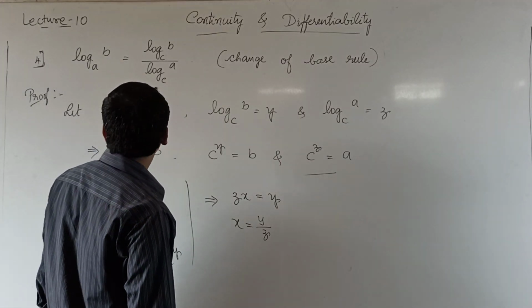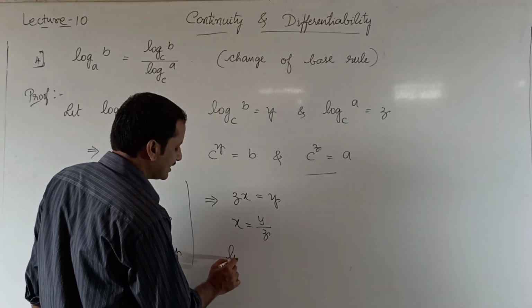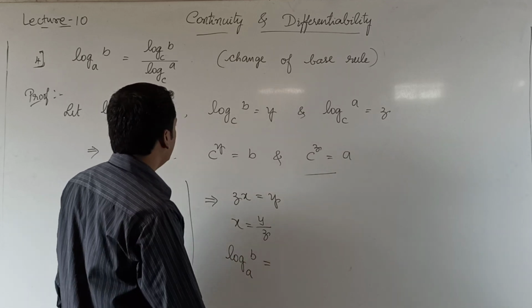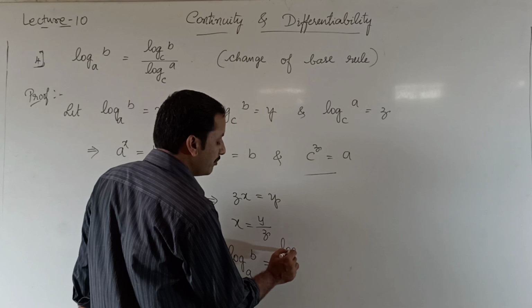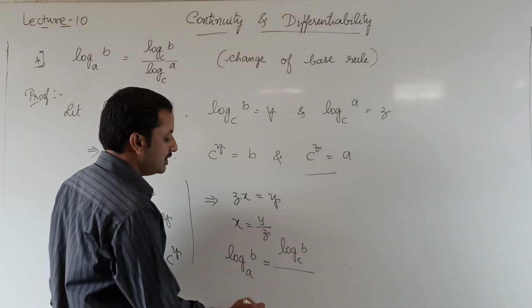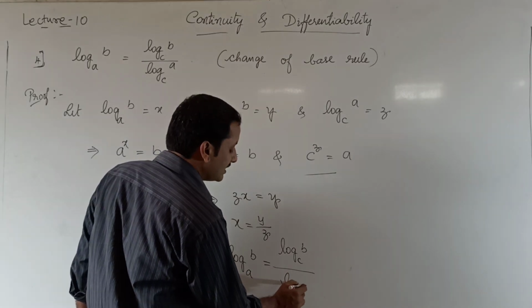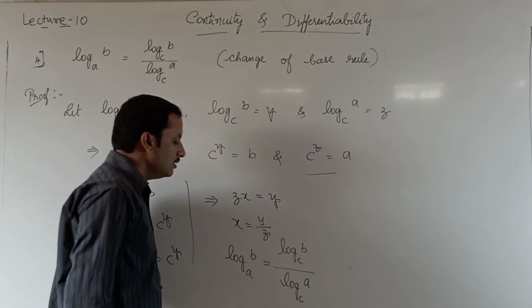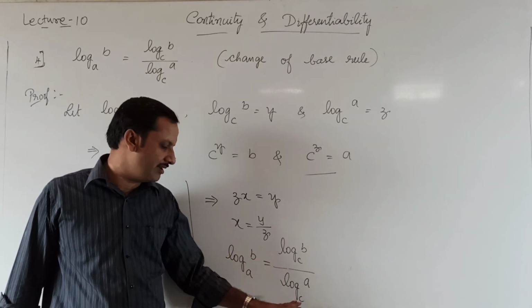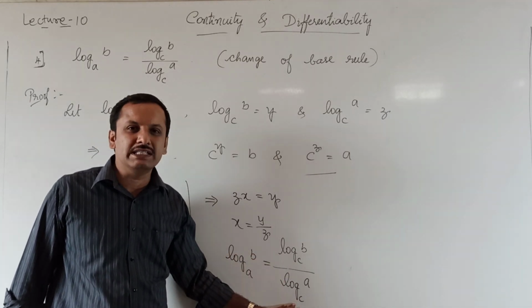So we can write, what is x? Log b to the base a. What is y? Y is log b to the base c, divided by z, which is log a to the base c. So log b to the base a can be written as log b to the base c divided by log a to the base c.